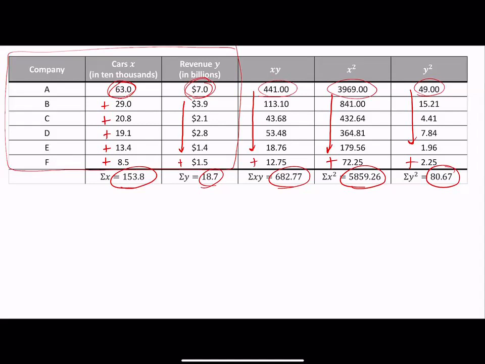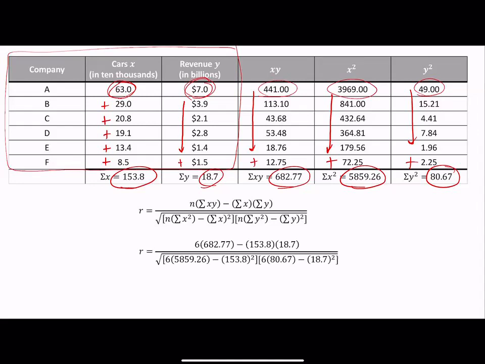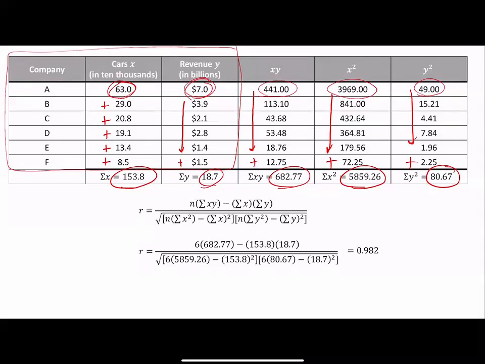Once I have these, now I can substitute into my correlation coefficient formula, my R. There's my R formula. Don't forget your sample, your N. It's the number of data. So you have A, B, C, D, E, F. So your N is going to be 6. You can see I plugged everything in here. Now it becomes a calculator issue. You put this all into your calculator and you can see that R is 0.982.